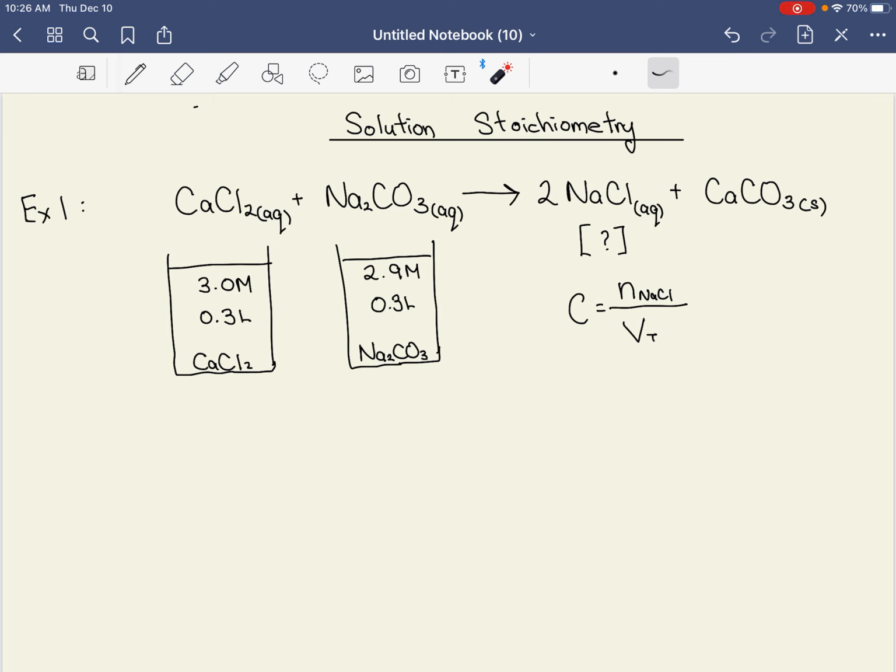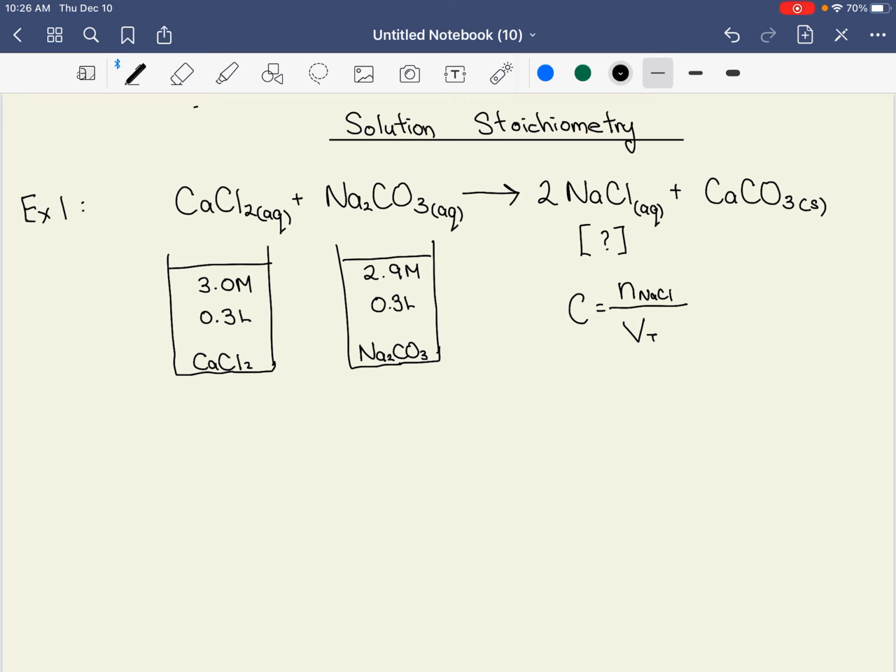Now, it's going to be 1 to 2 for sure, because both of these are 1. But which one are you going to use? Are you going to use CaCl2? Or are you going to use Na2CO3? Because you're given both. So let's do that thing that you guys all love to do and find out who is the limiting reagent. So let's do that.